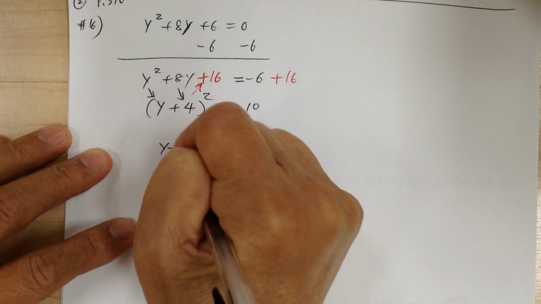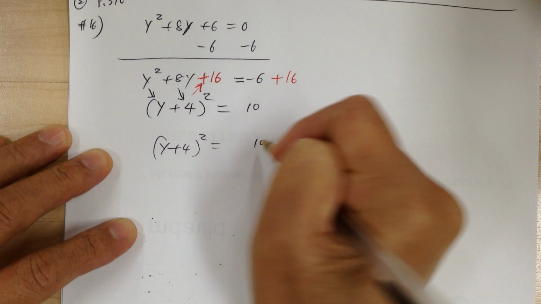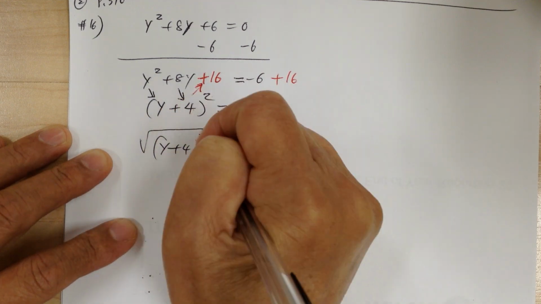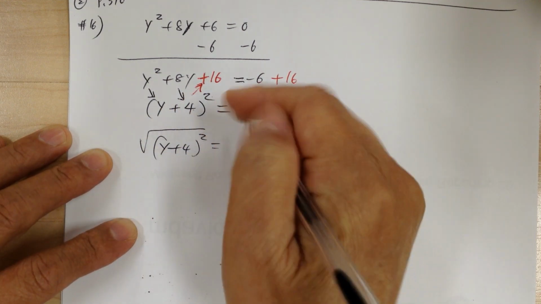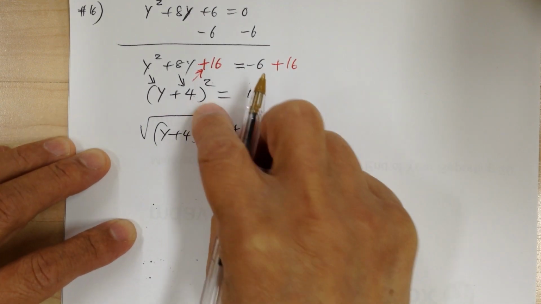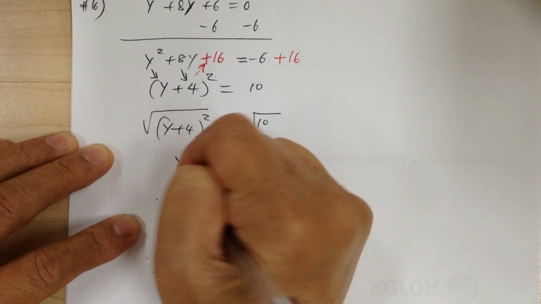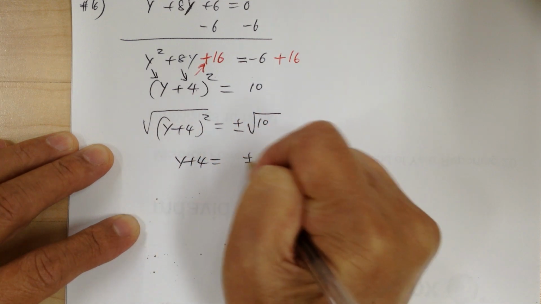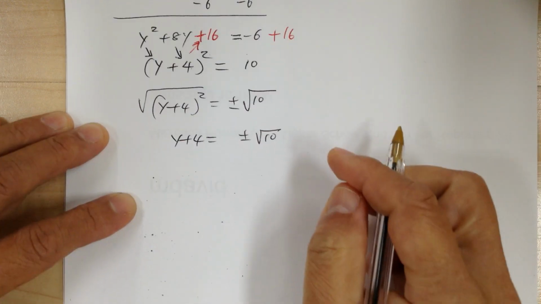Now to solve, you're going to take the square root on both sides. And again, remember to do plus or minus. So square and square root cancel out. That's the reason you don't need to undo the square. So you got y plus 4 equal to plus or minus square root of 10. This one cannot be simplified.